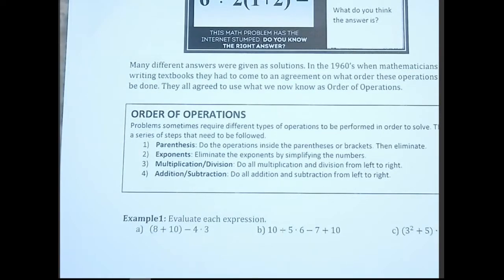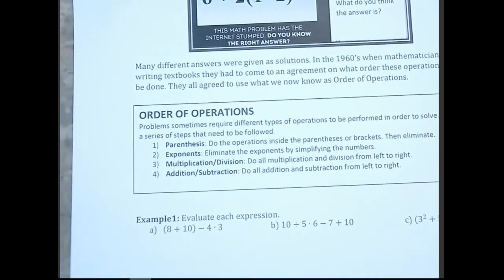The first thing you want to do is, if you see parentheses, you want to do that operation first. Then you want to go with exponents, multiplication, or division. If you see both, then you do all the multiplication and division, whatever comes first from left to right. And the same for addition, subtraction. You want to do whatever comes first from left to right. So let's look at some examples.